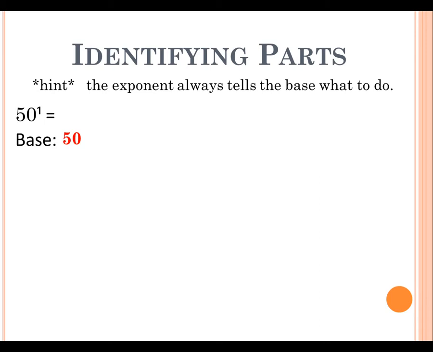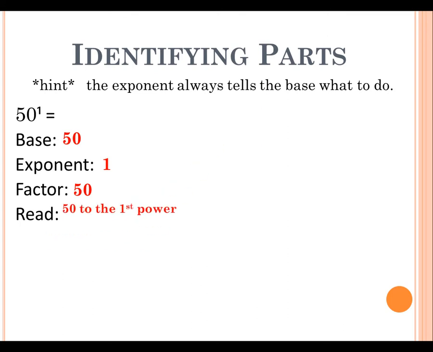Okay, for this one, the base is 50. That's what you should have because it's in the basement of those two numbers. The exponent is just going to be 1. The factor is what? Who haven't I heard from? Tommy. 50, correct. It is read as saying what, Lexi? 50 to the first power. Beautiful, yes. 50 to the first power.